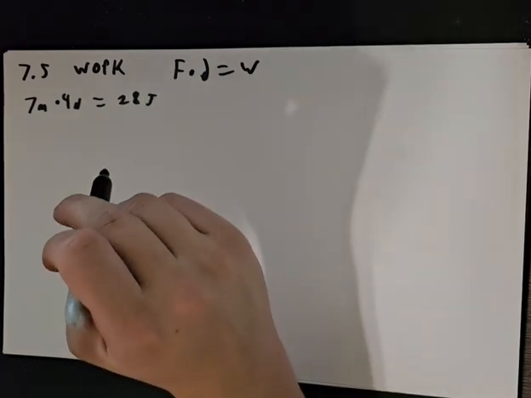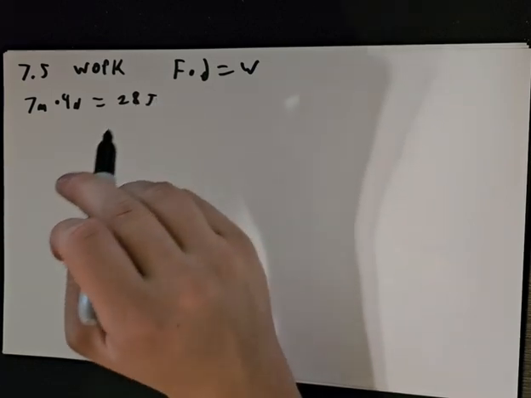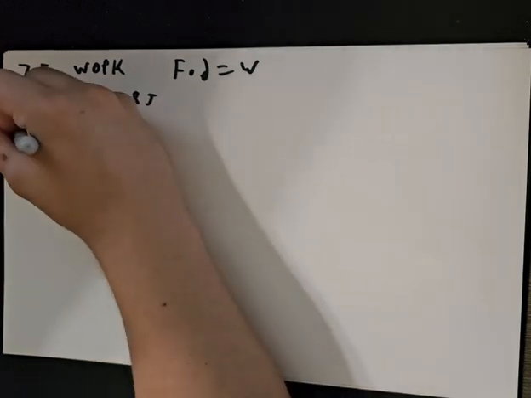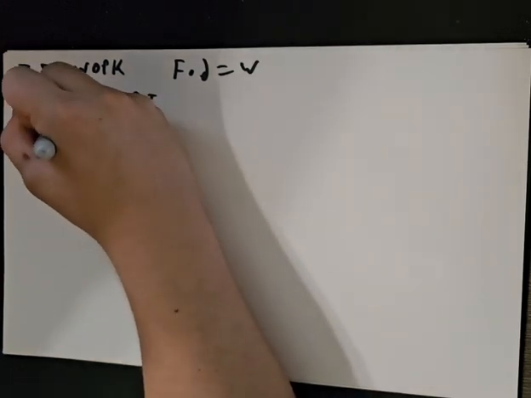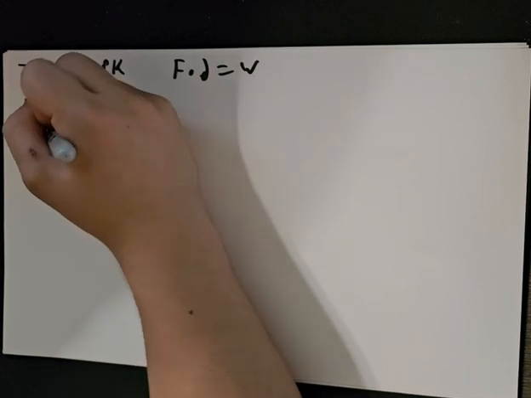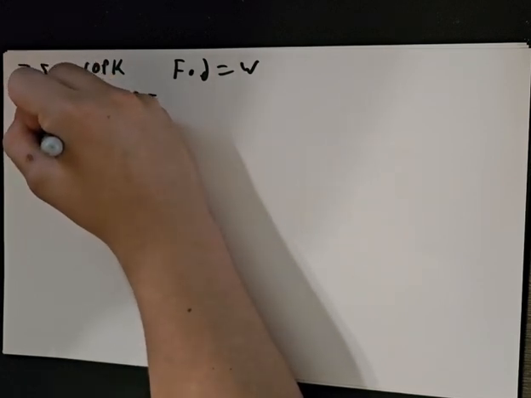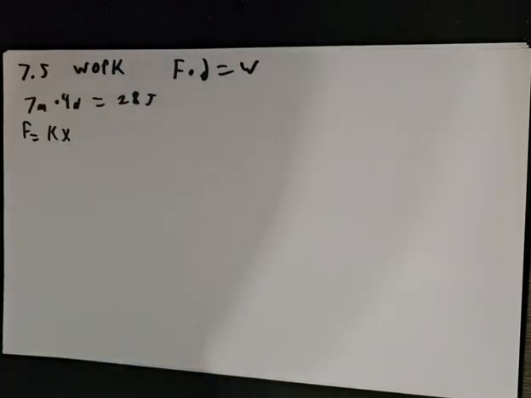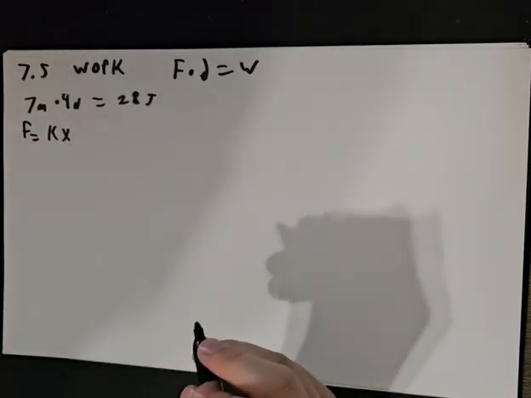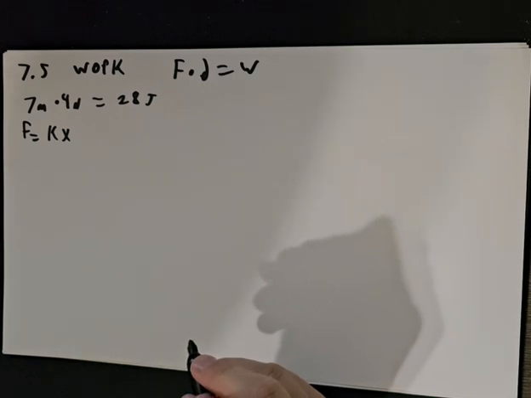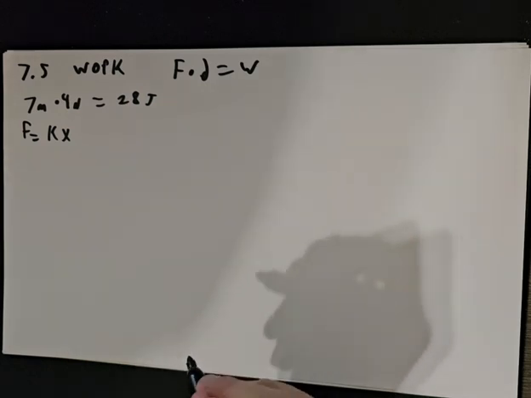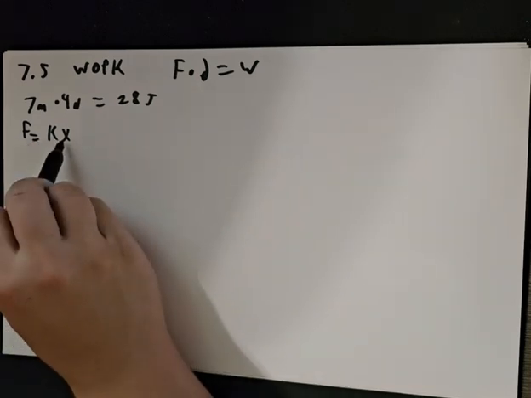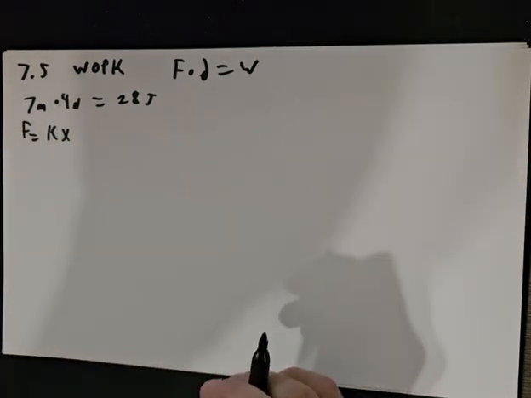But sometimes force isn't always the same. For example, when you have a spring, the force is equal to kx, where k is a constant, but the force increases with each distance. Now, the integral is the area under the curve, and the area under the curve is really just the y multiplied by the x at each infinitely small point.